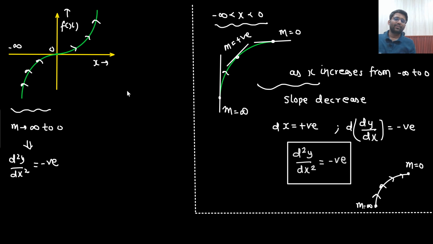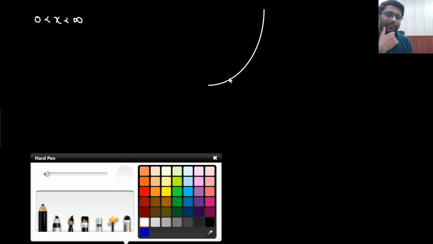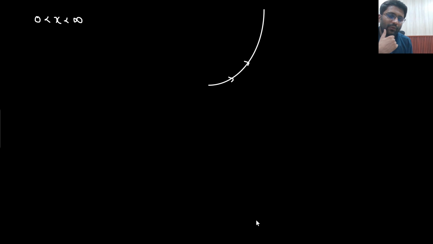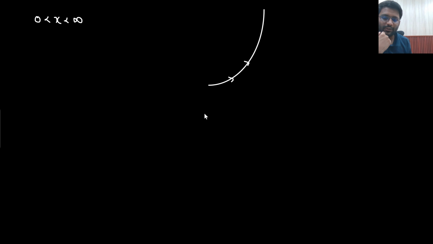Can you comment on the nature of the graph from 0 to infinity? This time my x is from 0 to infinity. See the nature of the graph. It is somewhat like this. Let me know the nature of the graph. You will draw the slope and you will comment. Draw the slope at this point.